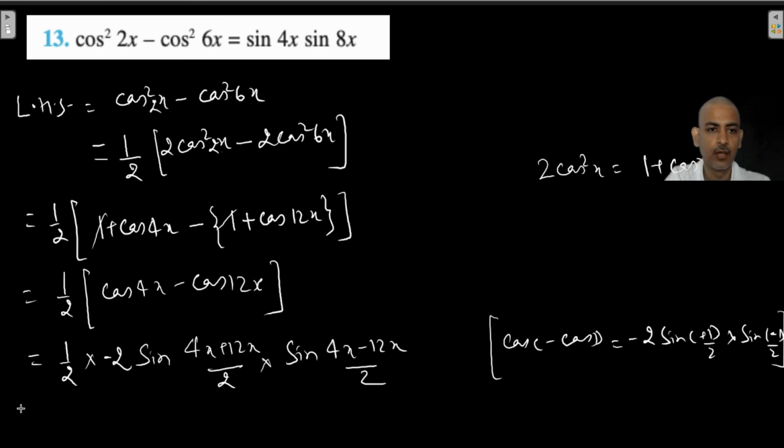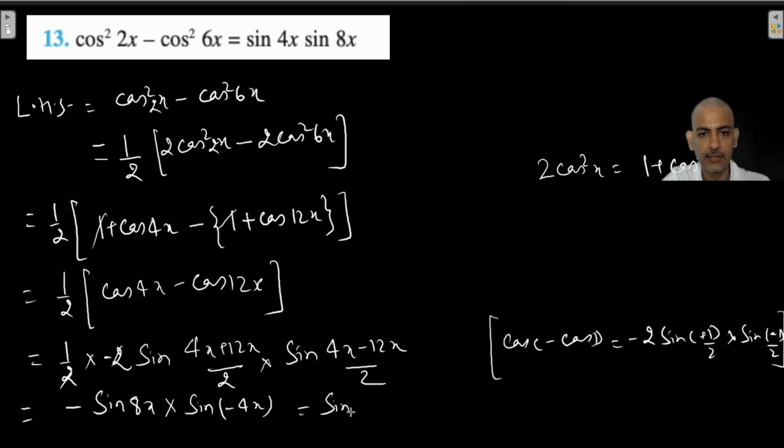Alright. Now my 2 cancels out and I am left with minus of sine of 4x plus 12x, which will become 16x, and divided by 2 will become 8x, and this 4x minus 12x becomes minus 8x, divided by 2 becomes minus 4x. So sine of minus 4x. Now take the minus out because sine of minus x is equal to minus sine x. So minus and minus will become plus, and I can write this as sine 4x into sine 8x, which is nothing but your RHS, and this is what is proved.